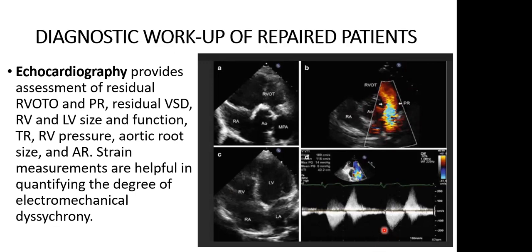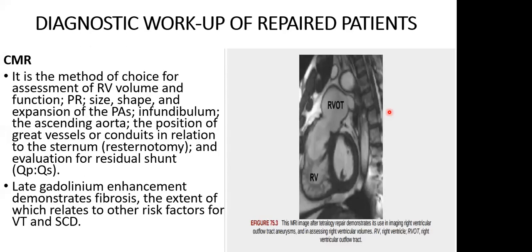And then if you go down here, looking at the max PG, the max PG is about 2. So the stenosis is actually mild in this patient. When it's less than 3, it is mild. And then the patient also has a pulmonary regurgitation. So that's basically what this picture is showing us in a patient with TOF.